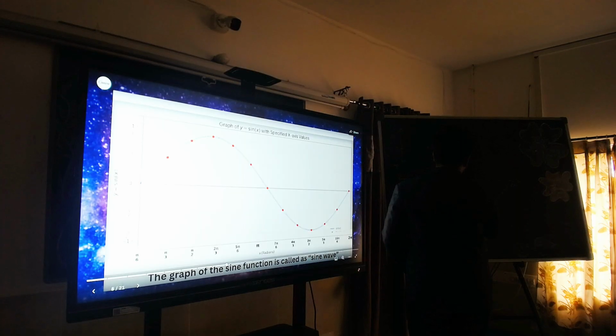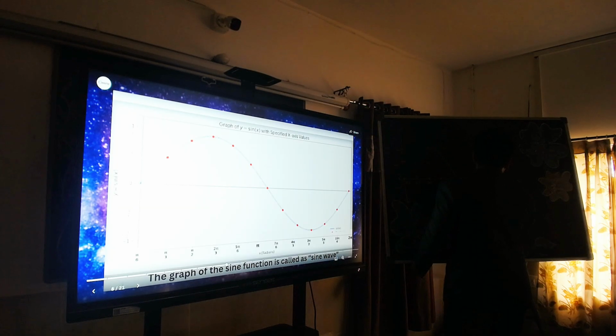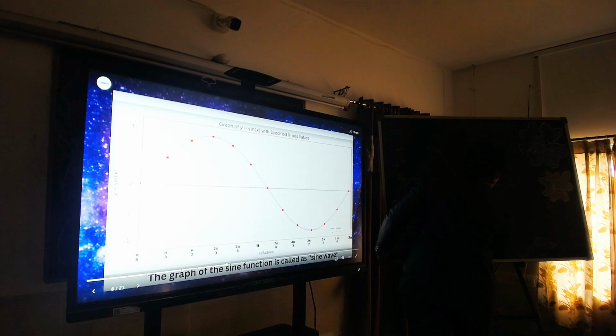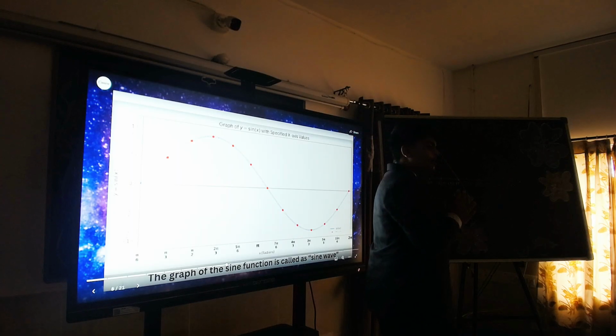Now I'm going to tell what comes after pi, after 180 degrees: 210 degrees, then 240 degrees, 270 degrees, then 300 degrees. So 270 degrees will be at the bottom, that is minus 1, the end of it. Here the 210 is minus half, 240 is minus root 3 by 2, and again it goes up. So you can see some pattern over here.